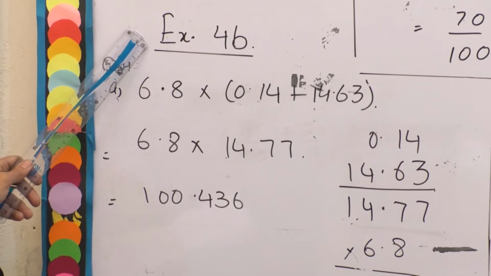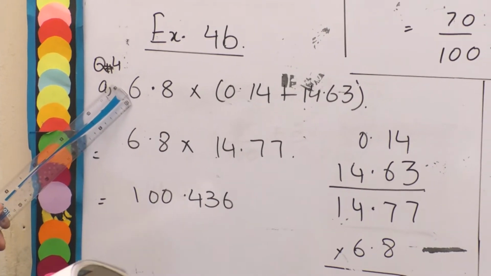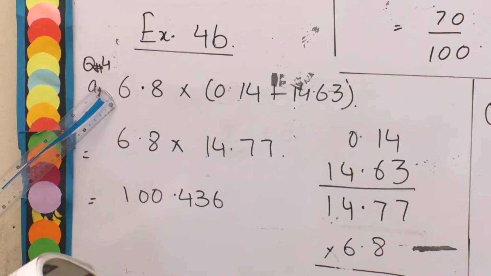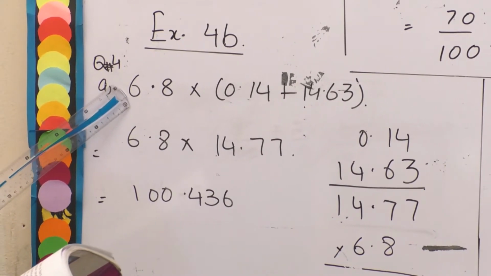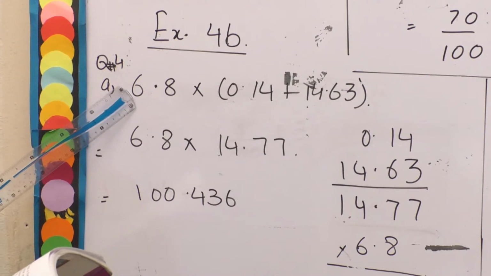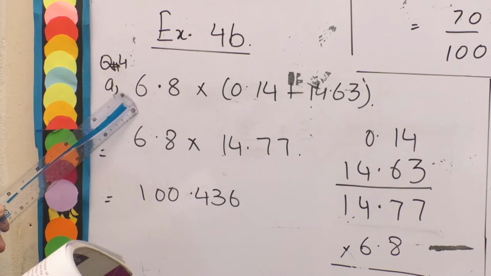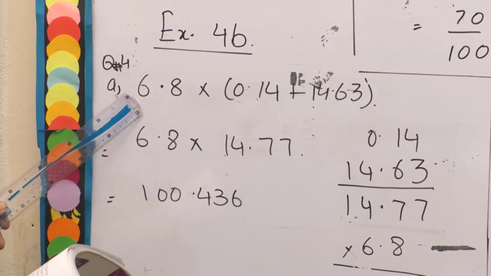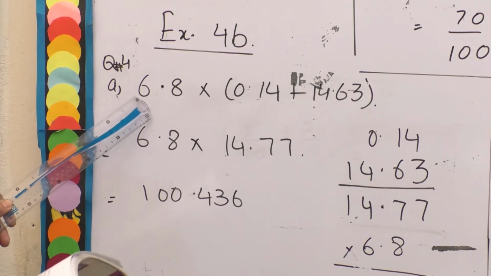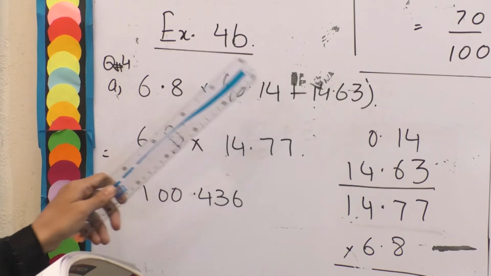Students, come to exercise 4B, question number 14, part A. Here you have to solve these expressions by using the BODMAS rule. The BODMAS rule shows brackets, division, multiplication, addition and subtraction. Earlier we have done the DMAS rule, which shows that first we solve division, then multiplication, addition and then subtraction. But in the questions where we have brackets also, we use the BODMAS rule.